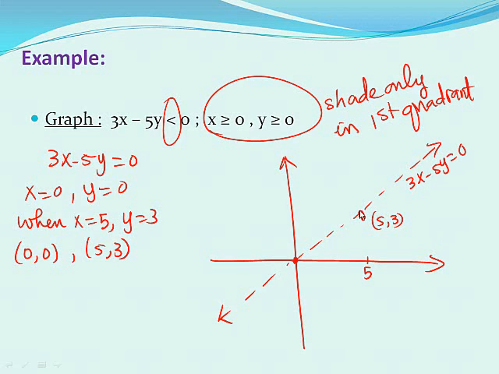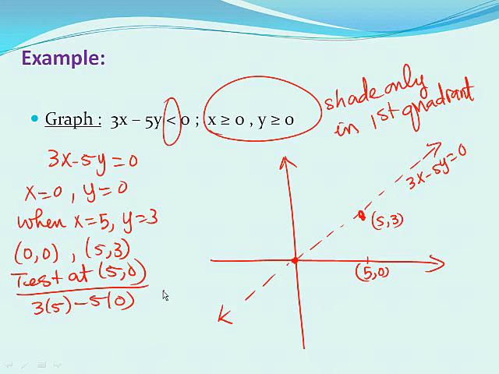In order to shade the half plane, I need to test at one of the points. Notice that the origin is a point on this line, so I need to select another point. So I can conveniently select maybe this point (5, 0) on the x-axis. So testing at (5, 0), I need to check whether the inequality is true. So it will be 3 times 5 minus 5 times 0. Is it less than 0? So that is the question. The left side is 15 and the right side is 0. So this inequality is not satisfied.